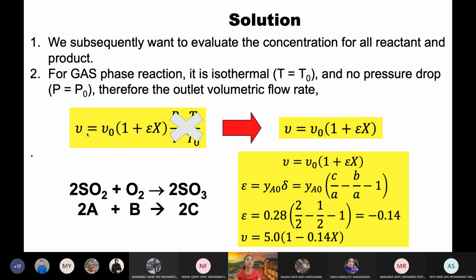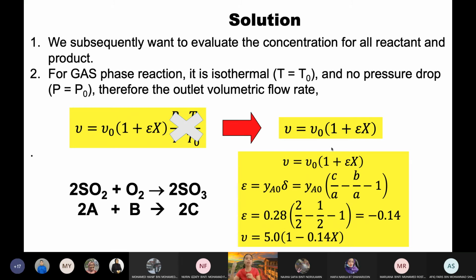Kita sekarang nak express concentration kan, kita kena tahu volumetric flow rate dia dulu. So the outlet volumetric flow rate equals to inlet volumetric flow rate or initial volumetric flow rate in bracket 1 plus epsilon x. Patutnya technically kat belakang is P0 per P, T per T0. But because dia kata isothermal isobaric, it's already stated in the question, no change of pressure, no change of temperature. So part belakang tu kita dah tak ada. So it just become outlet volumetric flow rate equals to inlet volumetric flow rate in bracket 1 plus epsilon x.